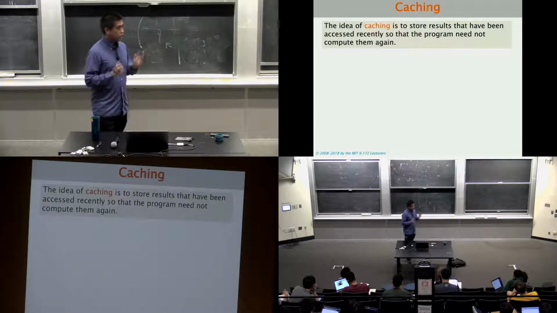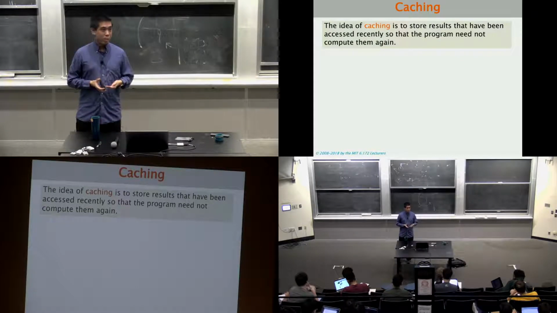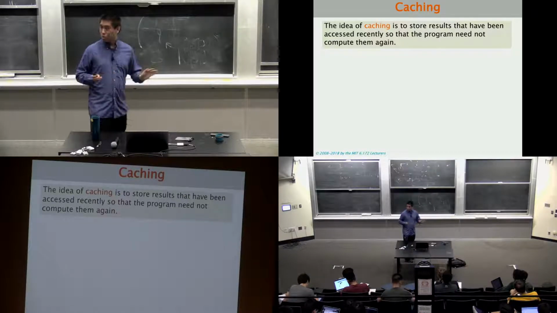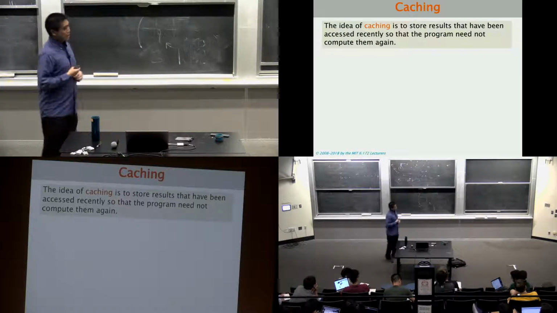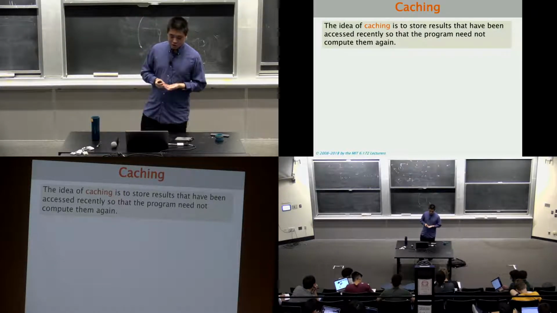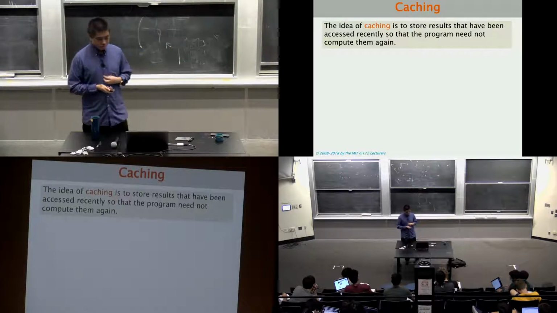OK, so let's look at the next optimization. We've already gone through a couple mini lectures already. Congratulations to all of you who are still here. So the next optimization is caching. The idea of caching is to store results that have been accessed recently so that you don't need to compute them again in the program.